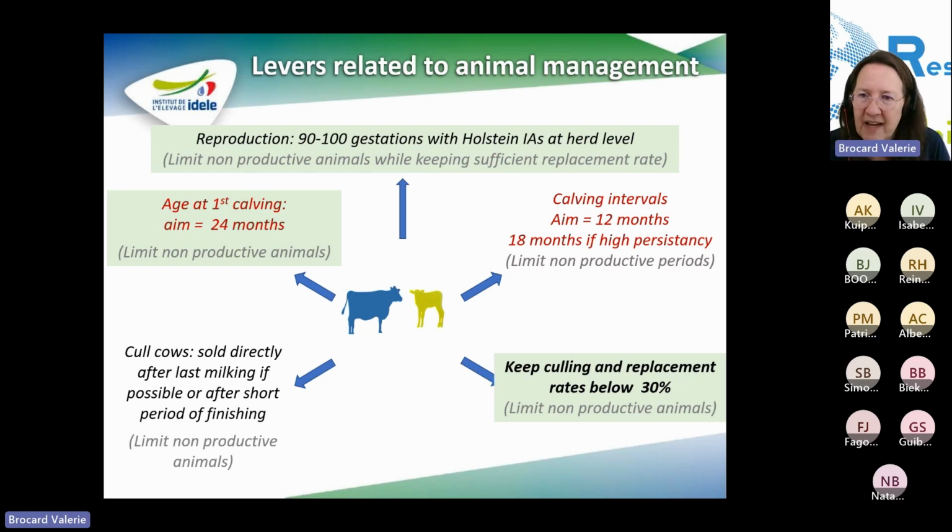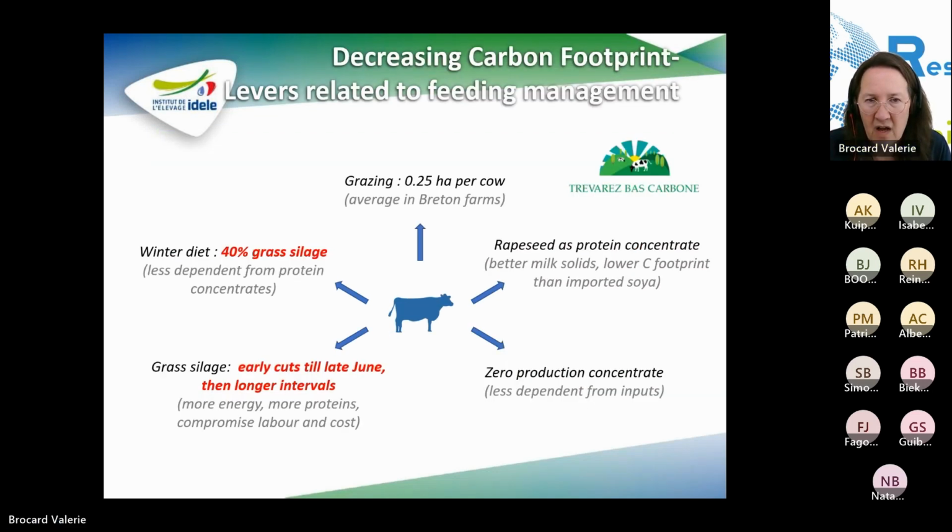Some cows with very high persistency that don't get in calf in the right period have the right to skip to the next reproduction period, but only few animals are allowed to do that. So all the levers related to animal management aim at reducing the non-productive days and the non-productive animals on the farm, and they have been implemented at the same time on the farm.